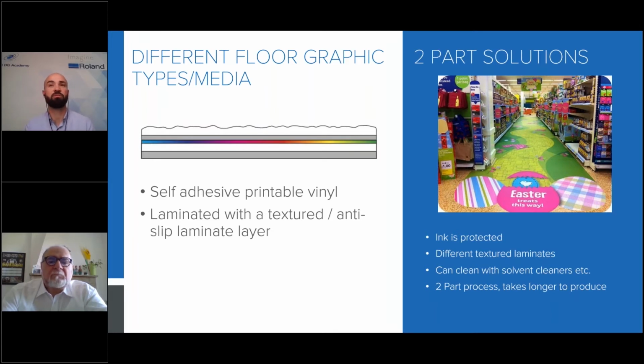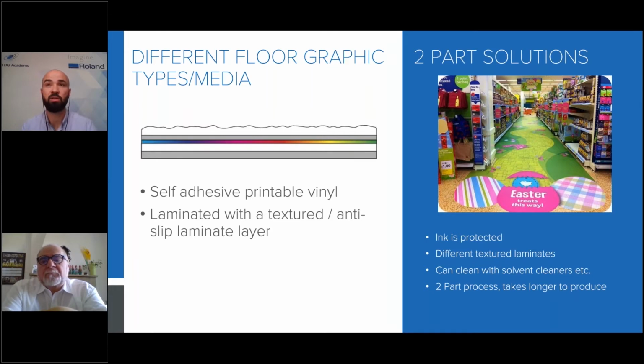A couple of the benefits of using a two-part solution are that your ink would be protected. That means it would be protected from floor traffic, from scuffs, from other elements that it might be exposed to, like weather. It does have another layer of UV protection with the laminate layer on top. It also means that you've got some flexibility with that laminate layer. So you can get different textured laminates that you can use on top of your graphic. They might be different slip ratings, they might have a different appearance. There's a number of different things that you can do with your laminate.